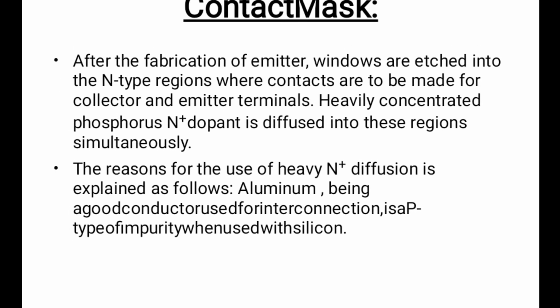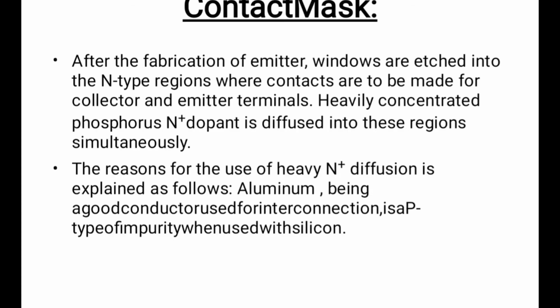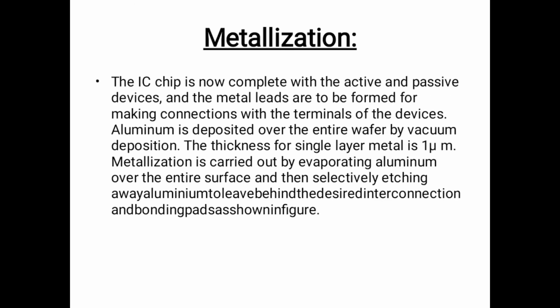Contact mask. After the fabrication of the emitter, windows are etched into the n-type region where contacts are to be made for the collector and the emitter terminals. Heavily concentrated phosphorus n plus dopant is diffused into these regions simultaneously. The reason for the use of heavy n plus diffusion is explained as follows. Aluminum, being a good conductor, is used for interconnections, and it acts as a p-type impurity when used with silicon.